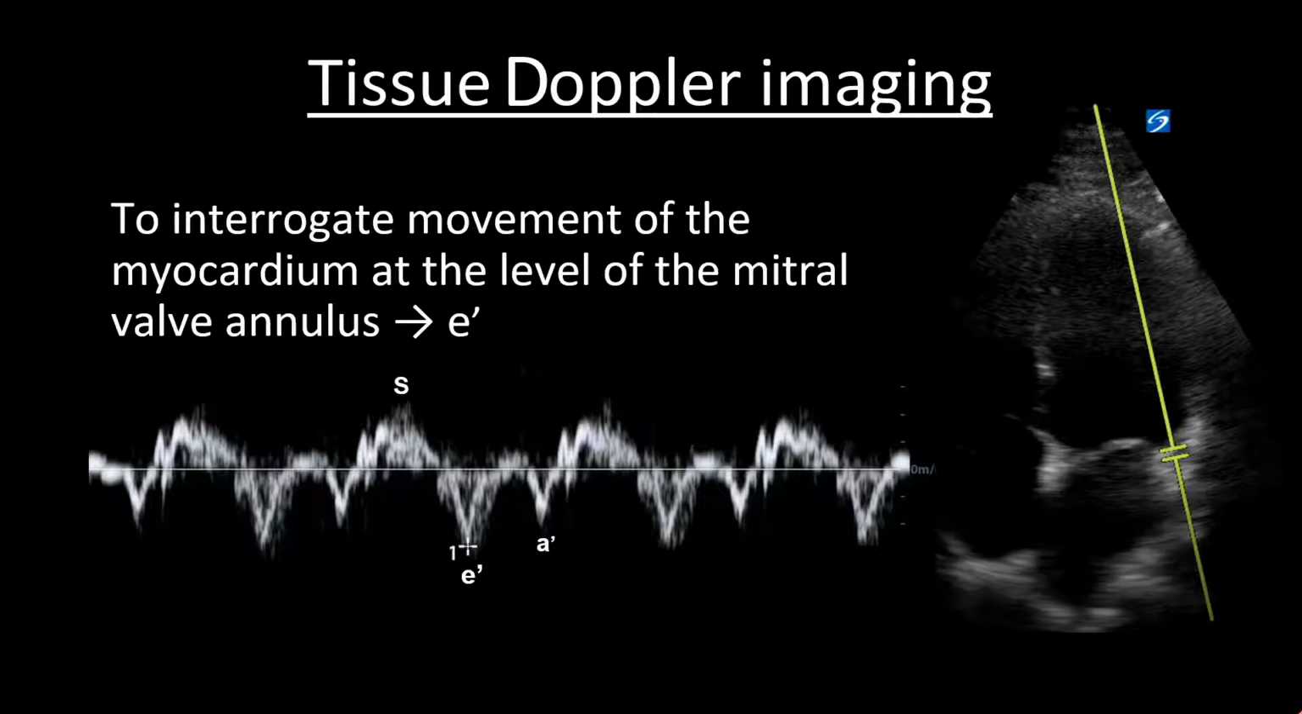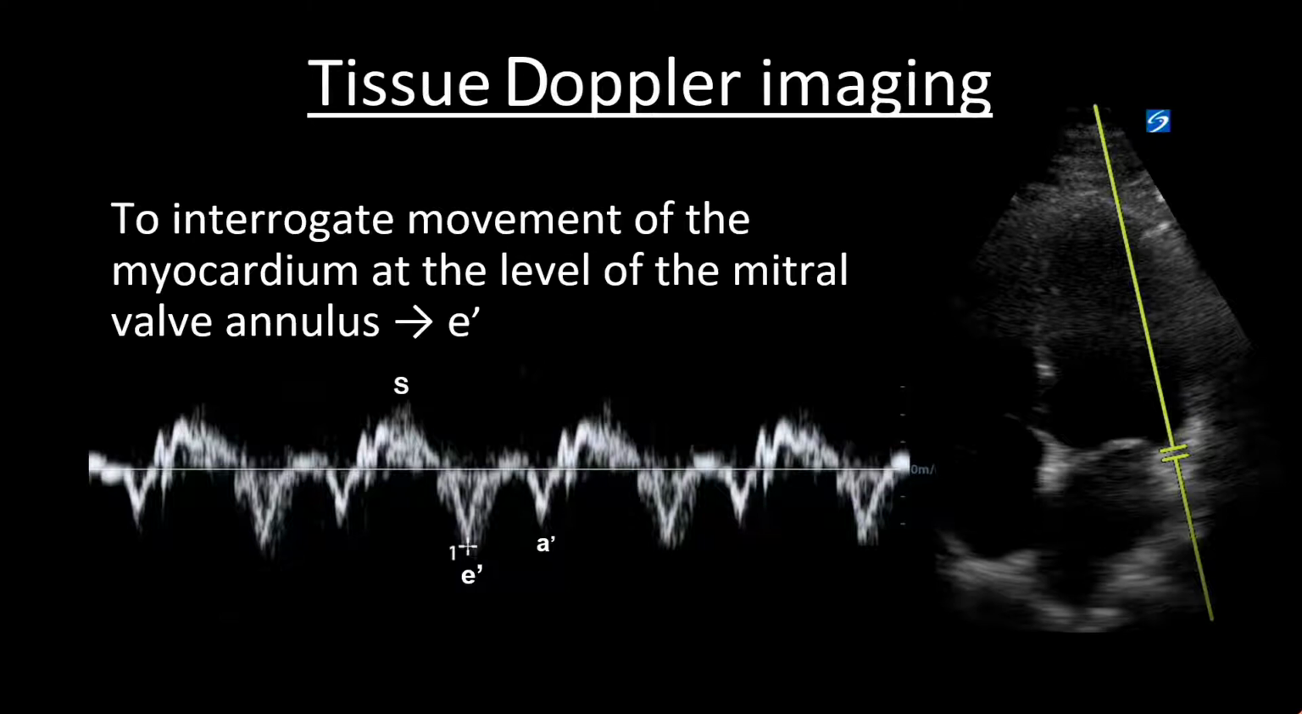We also use tissue Doppler imaging, which is a type of spectral Doppler, to interrogate the movement of the myocardium at the level of the mitral valve. Diastolic dysfunction results from impaired LV relaxation. Therefore, myocardial movement is impaired in patients with diastolic dysfunction, and this can be quantified using tissue Doppler imaging at the mitral valve annulus. So this is the tracing that you would obtain.